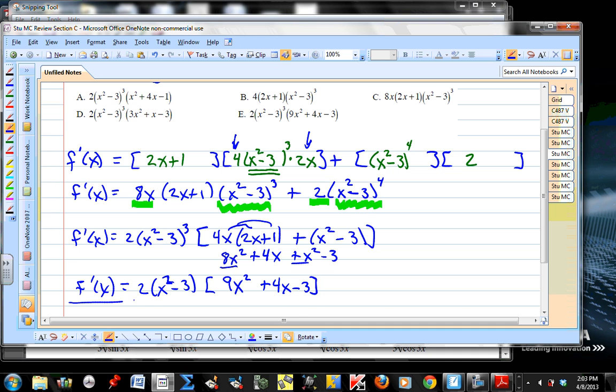And this is our final answer. This does match one of the options listed. Yeah, it looks like this matched option letter. Let's see, which one does that match? It's like option letter E.